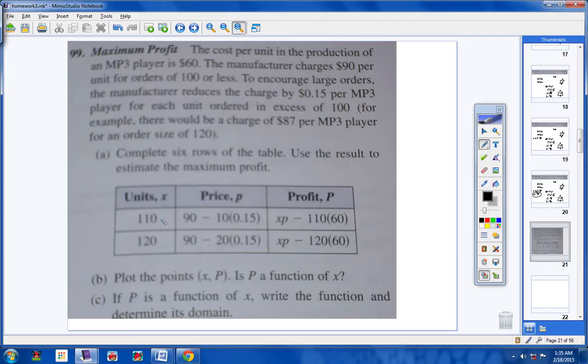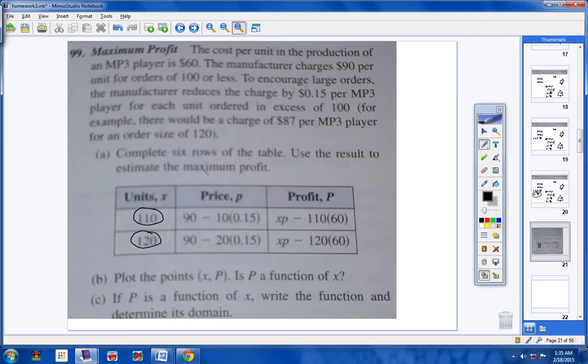Now, look at this. Your units are 110. So notice here they put 10. Units are 120. So they put 20. They're subtracting 100. We'll come back to that later. Over here, it's 110 here, so 110 here. 120 here, so 120 here. Okay? Now let's go back up here and read this.